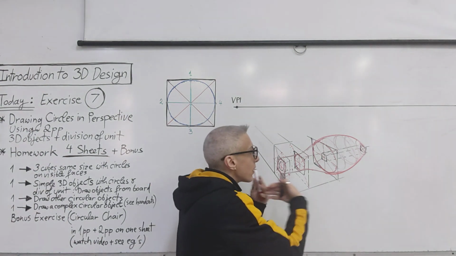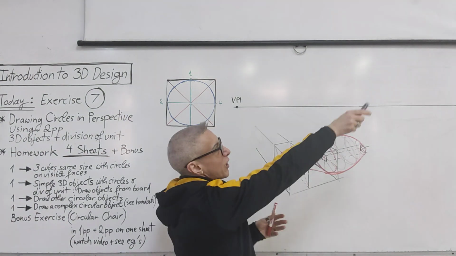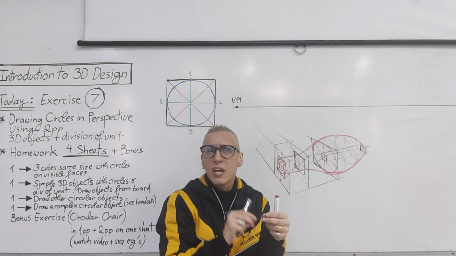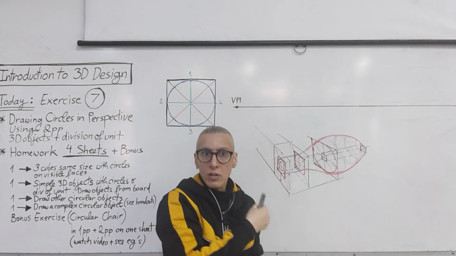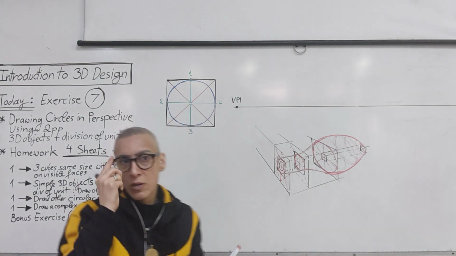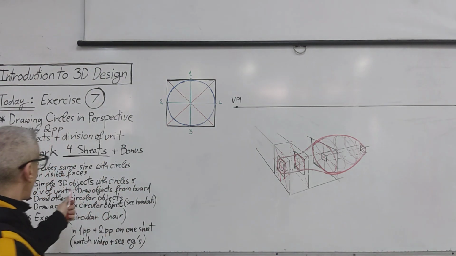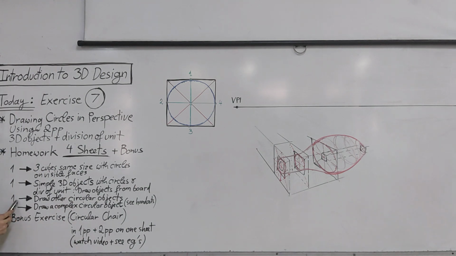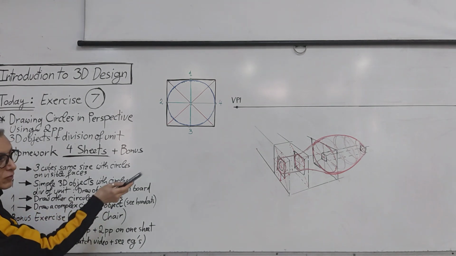Even if it's a hand drawing, even if I don't have the perspective points and I'm just drawing very fast, freehand, I still need to apply the same method if I want my object to look decent on the paper, okay? So this is paper number 3: draw other circular objects, at least 2.